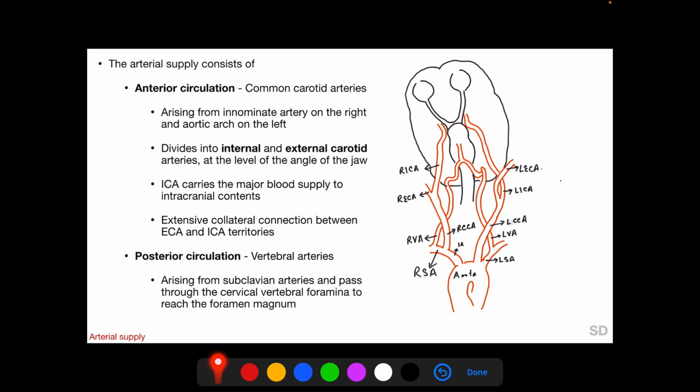The posterior circulation is provided by the vertebral arteries arising from the subclavian arteries and passing through the cervical vertebral foramina to reach the foramen magnum.